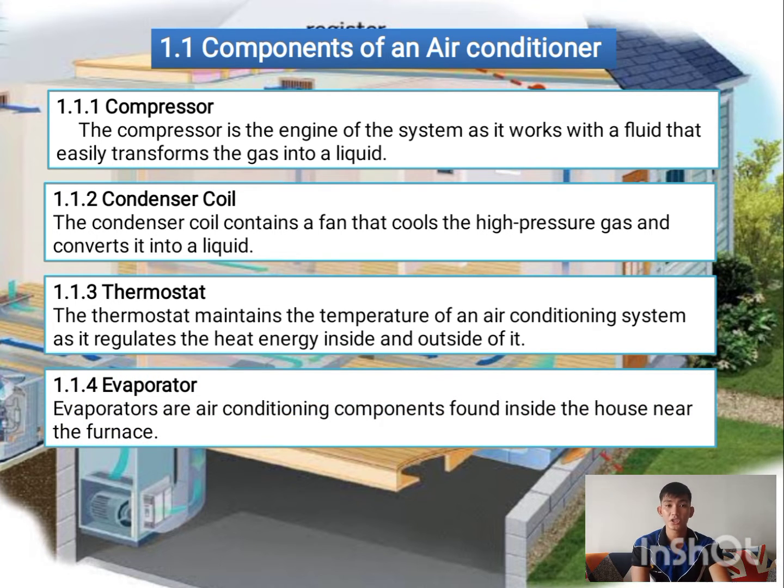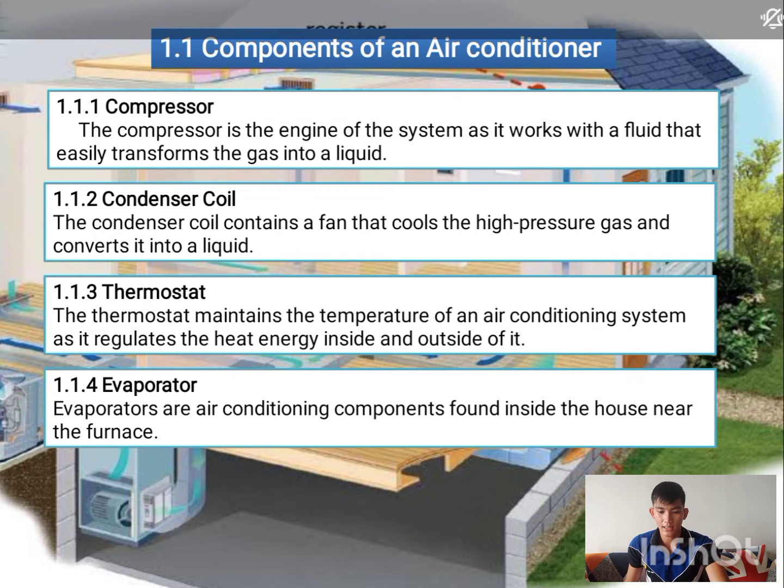And then let's proceed to the evaporator. Evaporators are air conditioning components found inside the house near the furnace. It is connected to the condenser by an extremely thin pipe. So it is connected from the condenser to the evaporator. So, it's a cycle. From high pressure gas, it transforms into a low pressure liquid for an air conditioner.